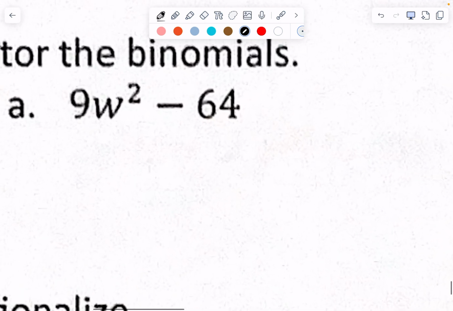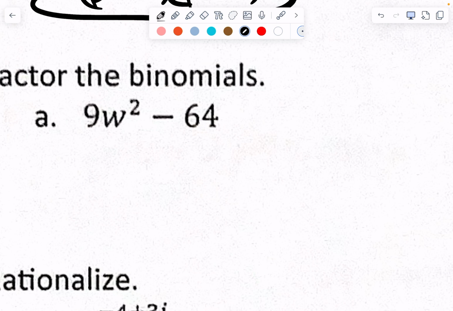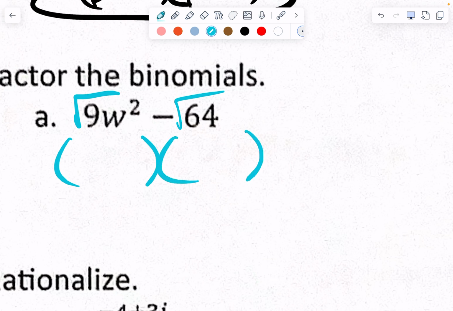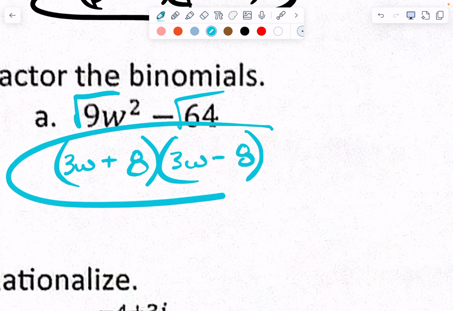Okay, factor by a binomial. This guy is a what? No, this one's not. He is just a difference of squares, right? Yeah, so we're taking the square root and then we're taking the square root. So, my 2 pieces, what's the square root of 9w squared? 3w and 3w. The square root of 64 is 8. One of them is plus, one of them is minus. There you go.